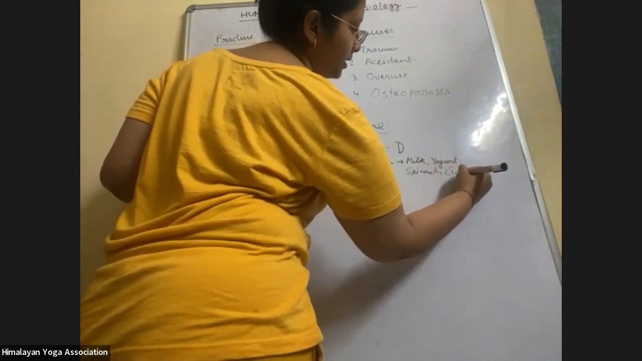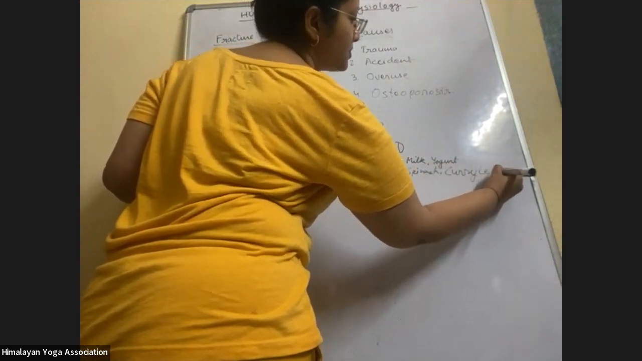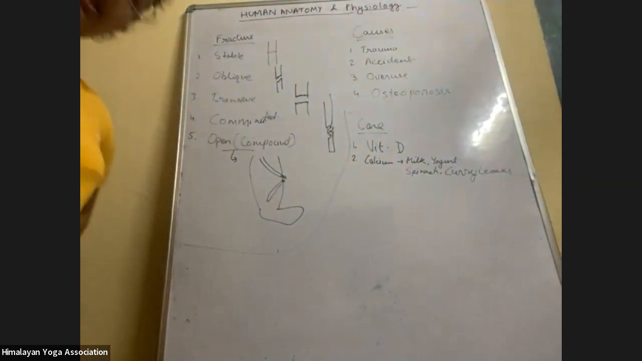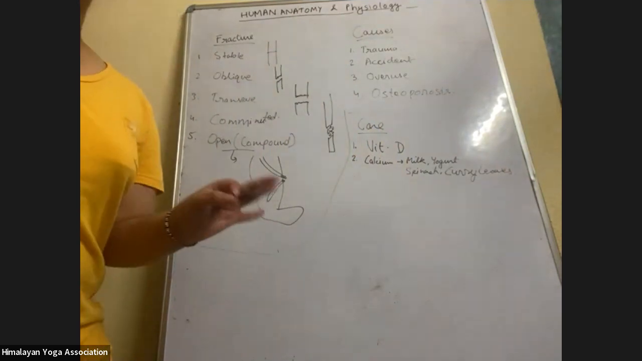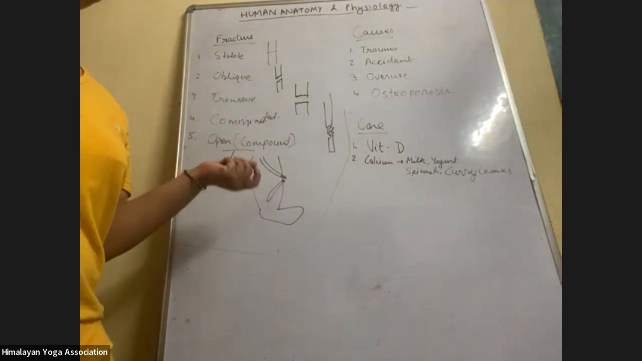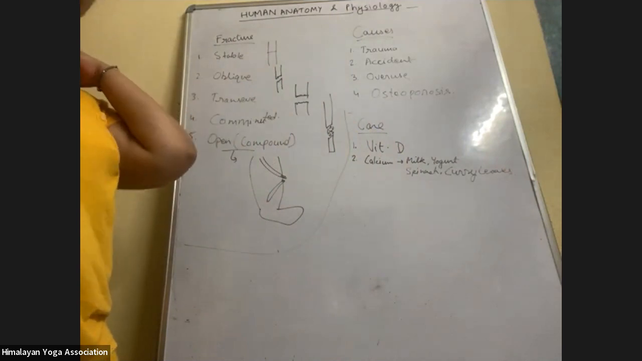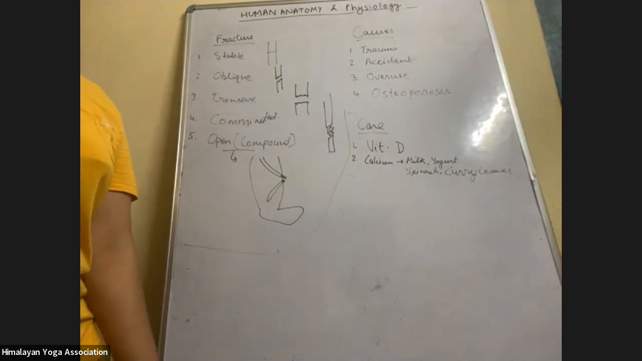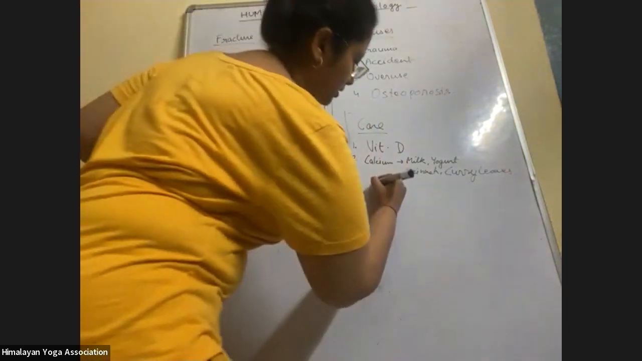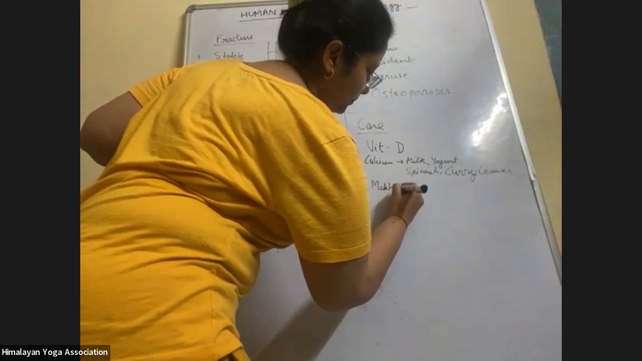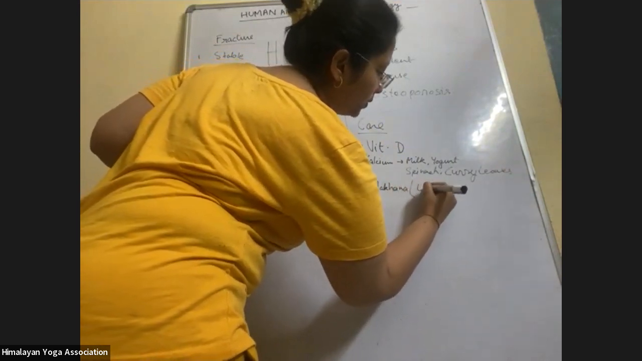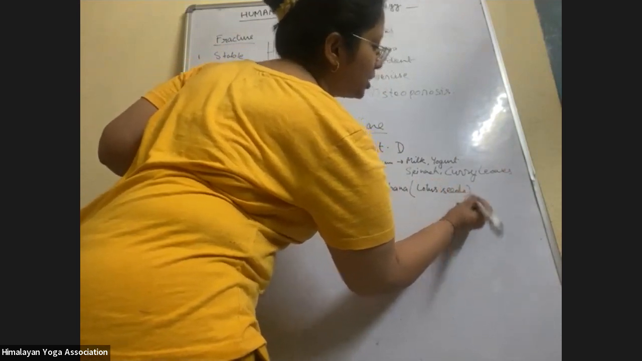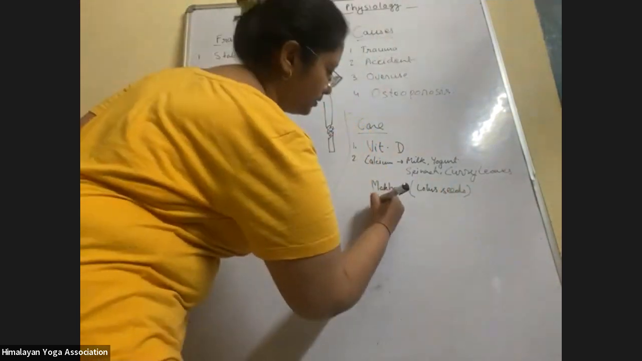Then we have one curry patta. Curry leaves. We get that in India. I don't know about your native places. So curry leaves are rich. This is one of the spices that we have in India. It is rich in calcium. Okay, what else can we have for calcium? We have makhana or lotus seed. Rich in calcium.